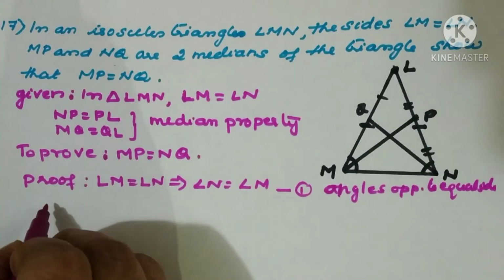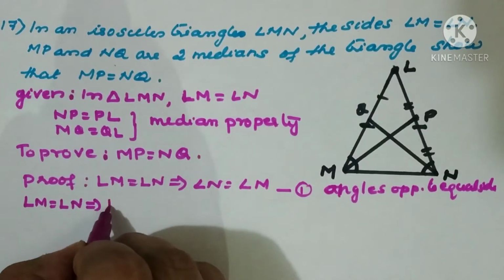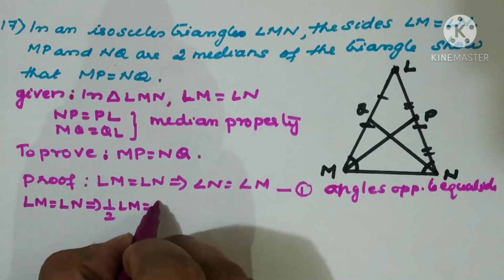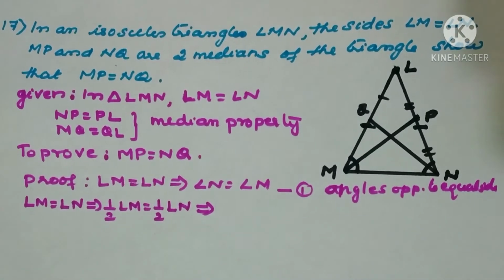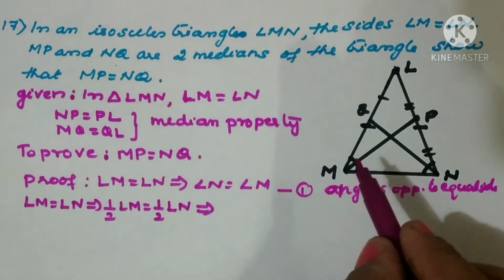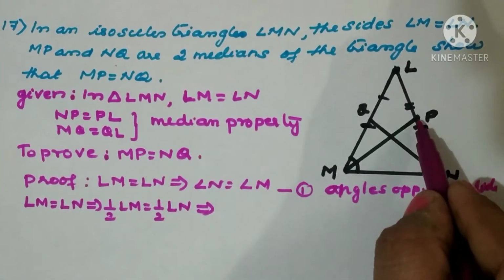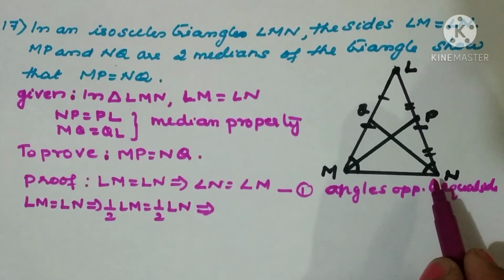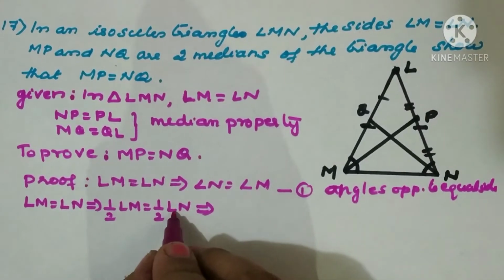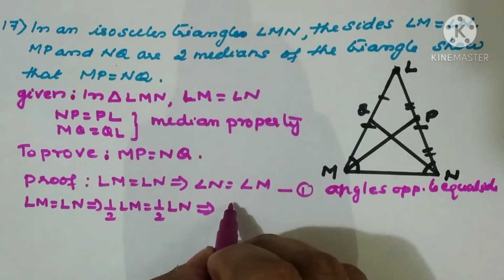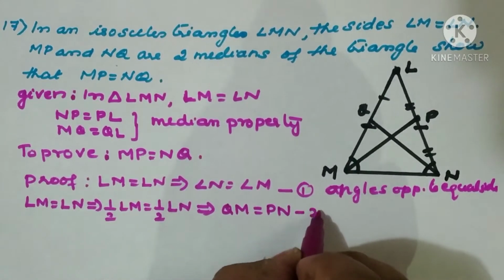So what I am writing here: LM equal to LN implies half of LM equal to half of LN. Again implies, what is half of LM? Actually we are going to take which triangle? MPN. So half of LN we are taking, the bottom part, after P, that is the PN part. So we are writing PN. Similarly this side QM. So I'll write here QM equal to PN, equation number 2.